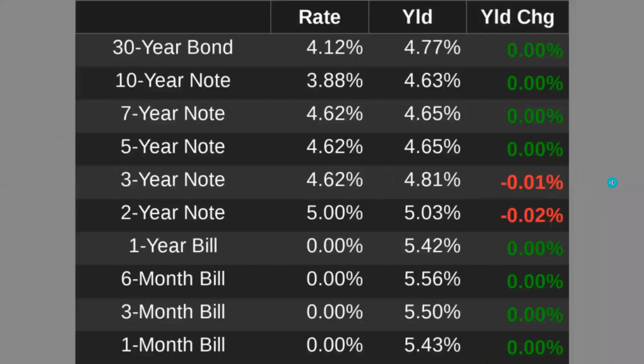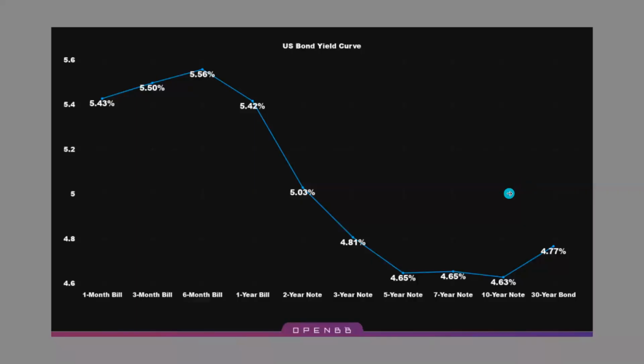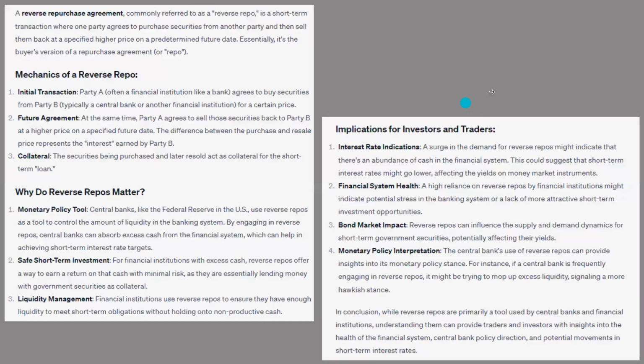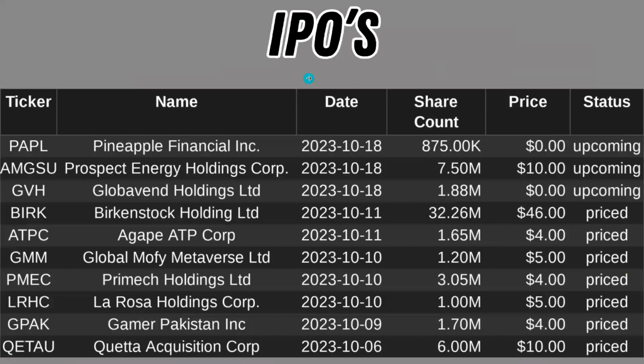We'll go over treasury yields and what those are looking like. Also take a look at the global bond market treasury yield. Reverse repos, we'll actually break down what reverse repos are and some of the implications for investors and traders. Okay. Then we'll go over the IPOs.